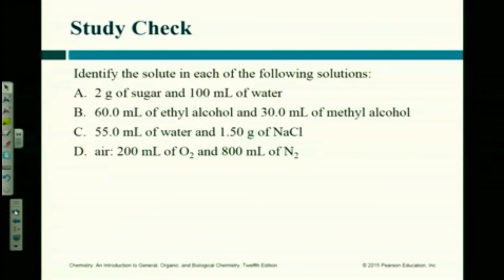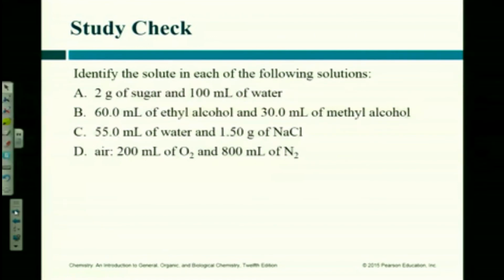Okay. 60 milliliters of ethyl alcohol or 30 milliliters of methyl alcohol. Who's the solute? Methyl, with an M, because you only have 30 mils as opposed to 60. That's less. The smaller amount is the solute and the larger is the solvent. Yep. The fact that it's two separate alcohols doesn't matter. They will dissolve in one another because they're both alcohols. They will dissolve each other. Yep.